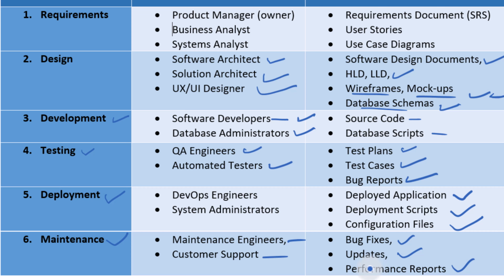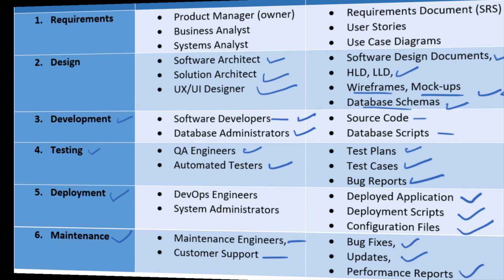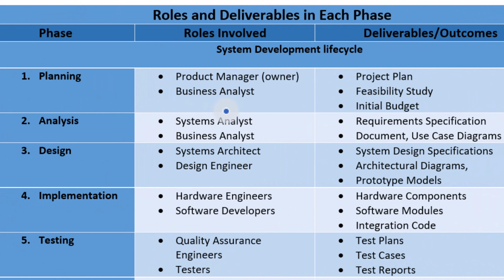So, these phases, with their respective roles and outcomes, ensure that the software development process is thorough, efficient, and produces high-quality results. Next, let's briefly touch on the system SDLC. It's similar to the software SDLC, but has a broader focus. The system SDLC includes both hardware and software components and ensures the entire system works together seamlessly.